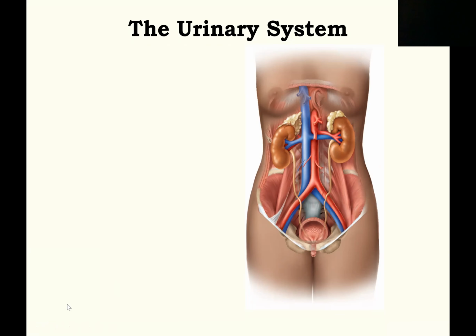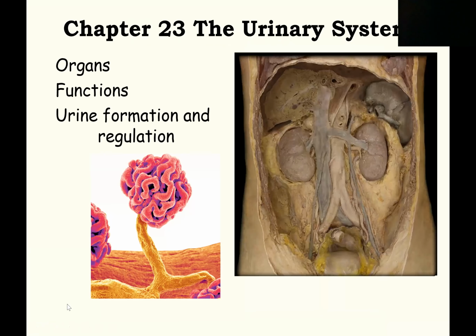So the cadaver picture shows the abdominal organs. Here you can see the diaphragm. All of this. You can see the spleen from the lymphatic system. You can see part of the liver. You can see the inferior vena cava and the abdominal aorta.